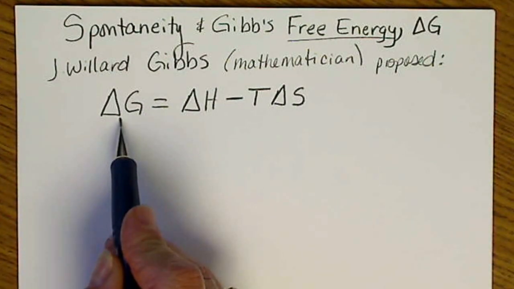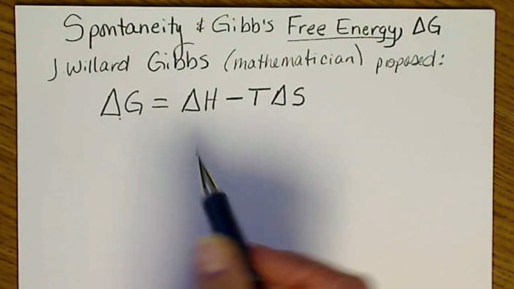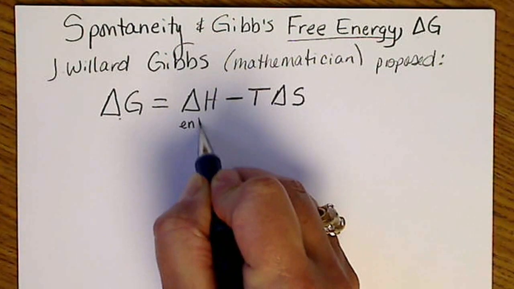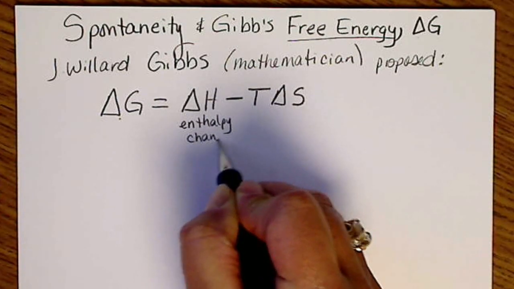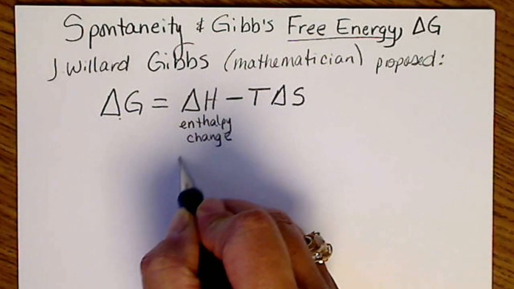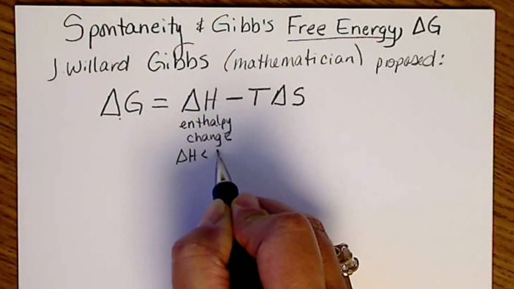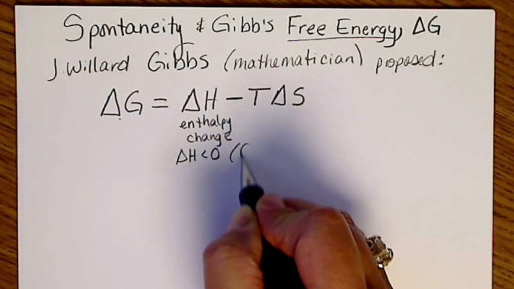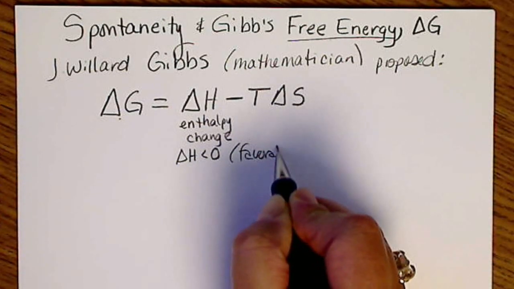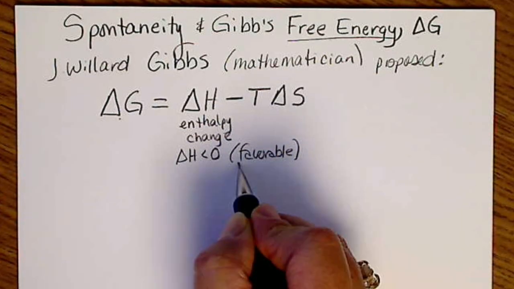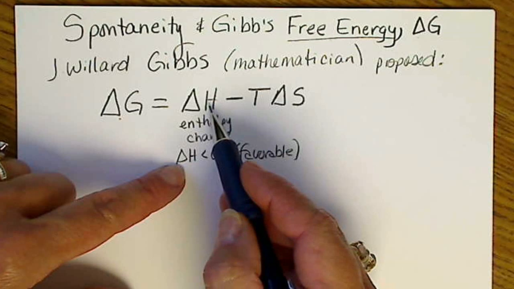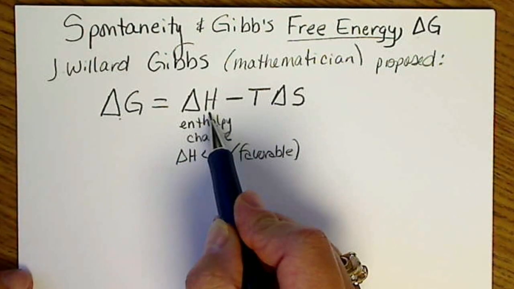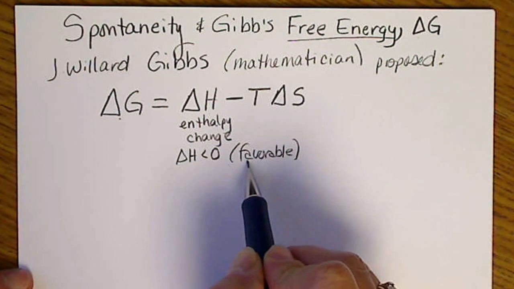So delta G is Gibbs free energy. Delta H is the enthalpy change. So we've talked about that quite a bit. And remember, if delta H is negative, that is favorable. The universe likes to go downhill in energy. So downhill in energy is good. So a negative sign for delta H is favorable.